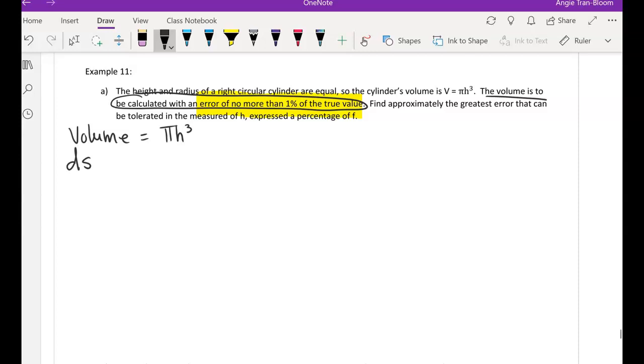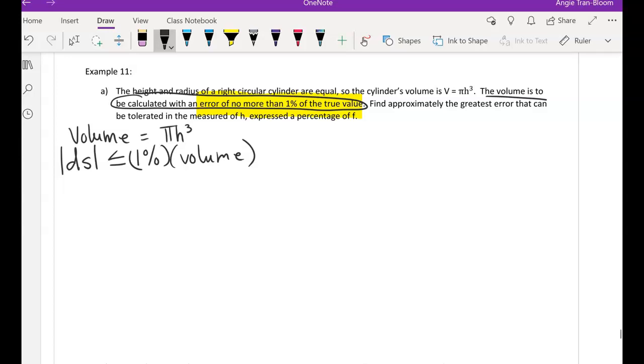But remember that when you are talking about error, it can be bigger or it can be smaller. So we are going to talk about an absolute value. The change in the volume cannot be more than 1% of the true value. True value of what? True value of the volume, obviously, because we're talking about the volume. So if it's talking about no more than 1%, technically I can have 1%, just not more than that. So that's why there's an equal sign there.